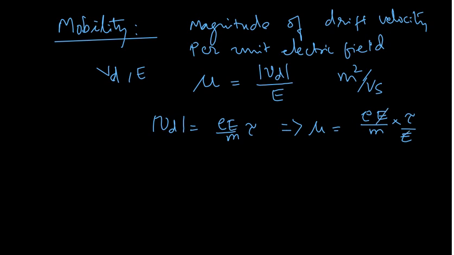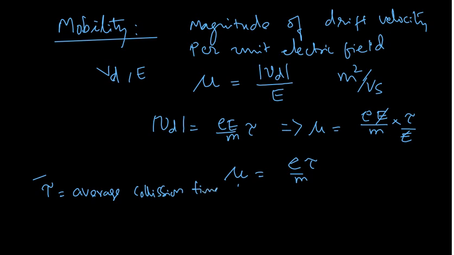Tau is the average collision time for the electrons. So you can define tau as the collision time for electrons. So that is about the mobility.